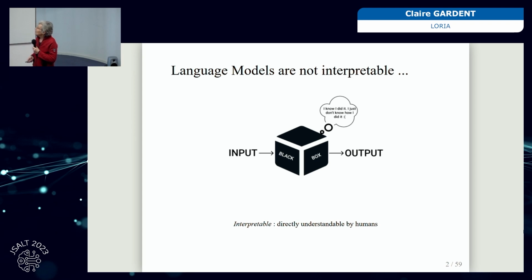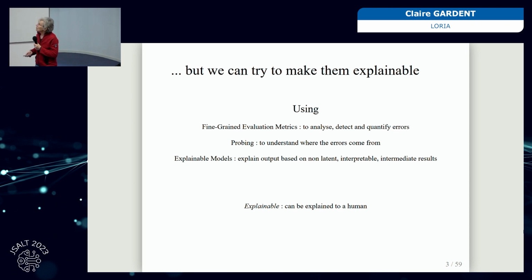Language models map an input to an output using a lot of neurons, and because we don't know how these neurons work together to arrive at the final output, these language models are said to be uninterpretable. They are not directly understandable by human beings. So they are not interpretable, but we can try to make them explainable, and that's basically what I'll be talking about here. We can develop methods which can help explain to a human being how the model behaves, why it makes some errors, and how many errors it makes.